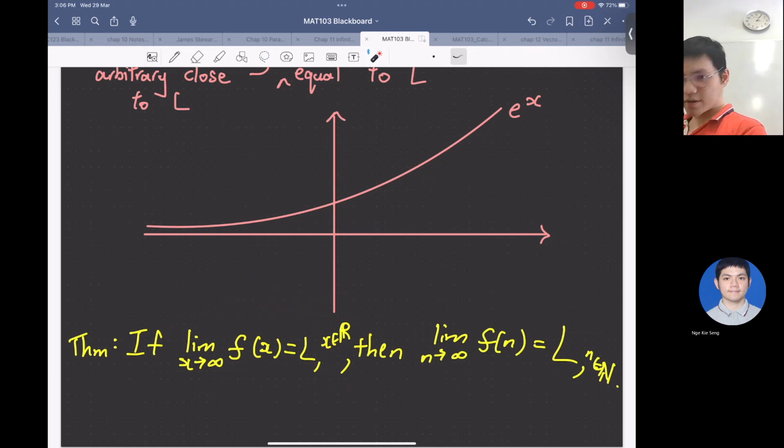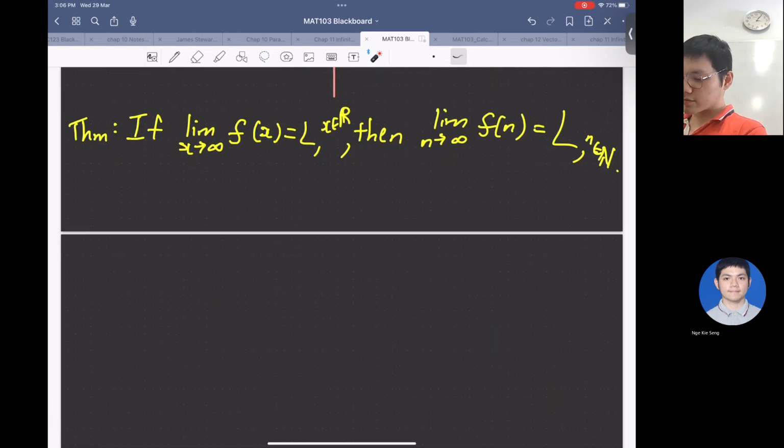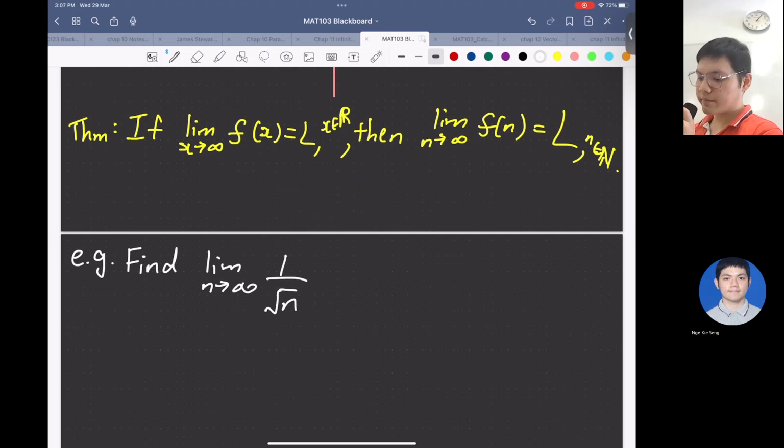Okay, so let's give an example. Always when we talk about abstract concepts, it's better to have an example. For example, let's find the limit as n goes to infinity of 1 over square root of n. So here, what is our a_n? What is our a_n? a_n equals what?